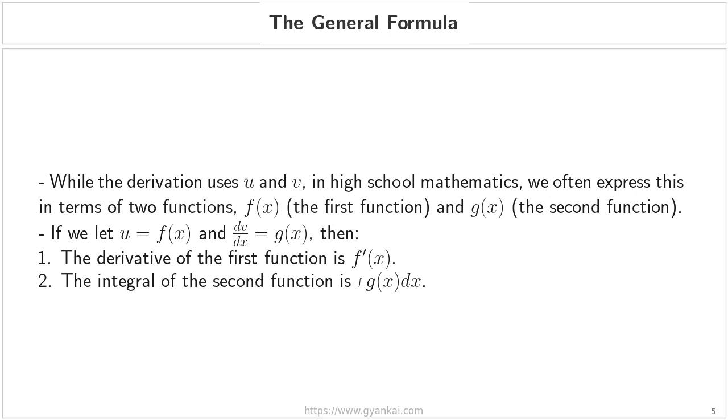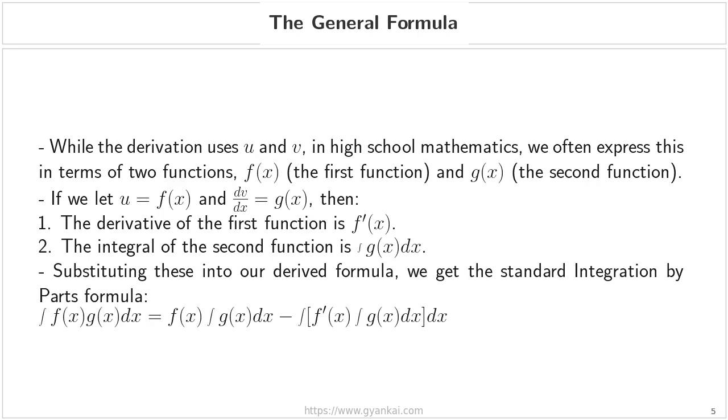Now, if we let u be equal to f of x, and the derivative of v with respect to x, that is, dv by dx, be equal to g of x, then we can easily express what we need to calculate. This means the derivative of our first function, f of x, is simply f prime of x, and the integral of our second function, g of x with respect to x, is just the integral of g of x. Keep these two results in mind, as they are crucial for applying the formula.